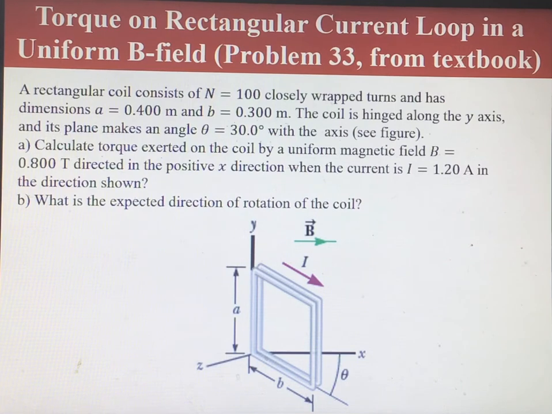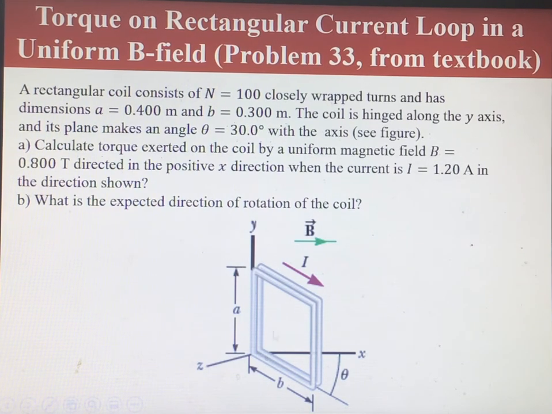All right. So now we're going to look at this example right here. We're going to try to calculate the torque on a rectangular current loop in a uniform magnetic field. This is an example from the textbook, problem number 33. Suppose that you have a rectangular coil, and this coil has 100 closely wrapped turns and has dimensions such that the length is 0.4 meters and the width is 0.3 meters.